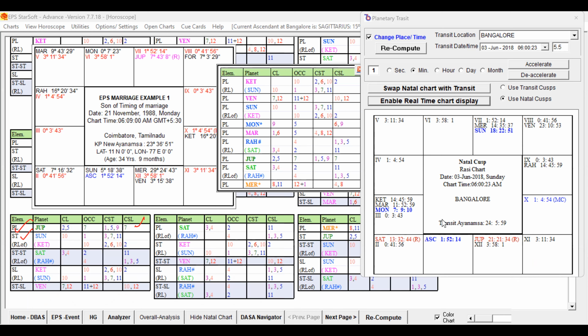And which is the other planet we have to check? Dasa Lord is Sun, Bhukti Lord is Jupiter, and Antra Lord is Sun itself. Okay, so that way these Dasa, Bhukti, Antra are in favorable transit and also Jupiter is aspecting the natal moon, that is also favorable.